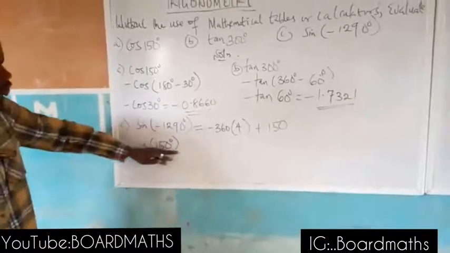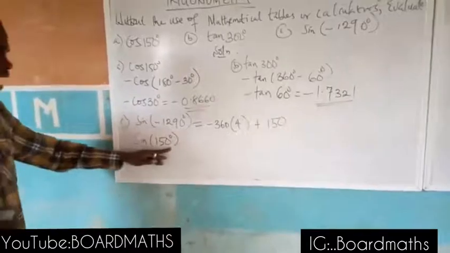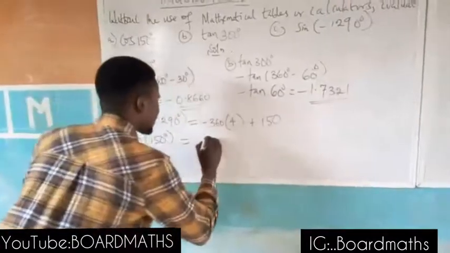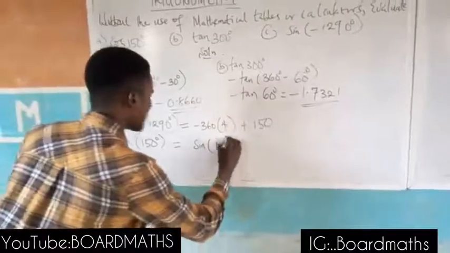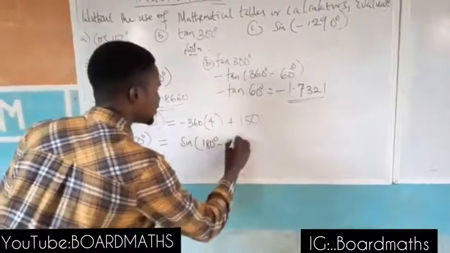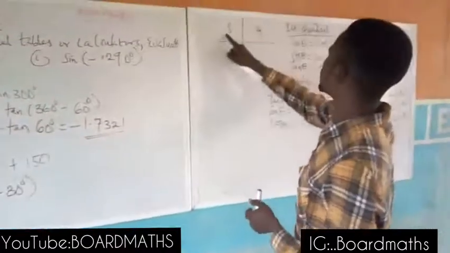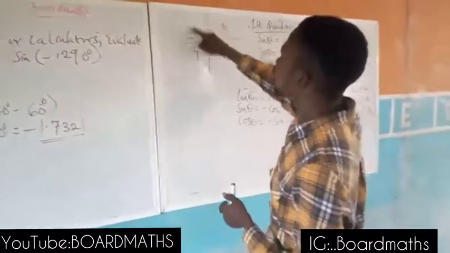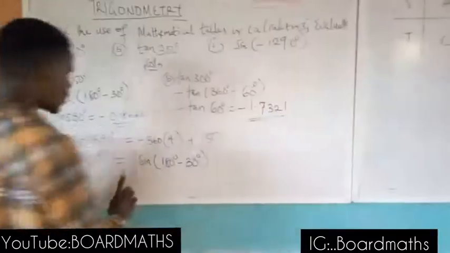So you still need to relate to 180 degrees to reduce to what? To acute. So we can have that as sine of 180 degrees minus 30 degrees. Yes, 180 degrees belongs to the second quadrant. And sine is what? It's positive. So we have positive.